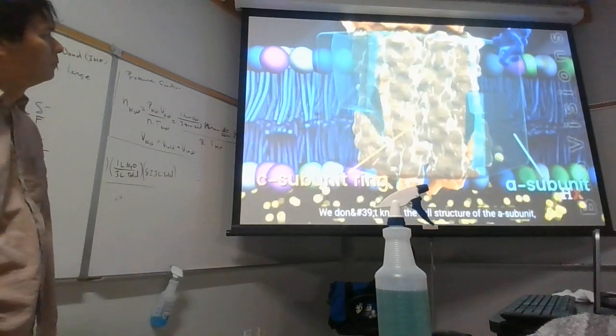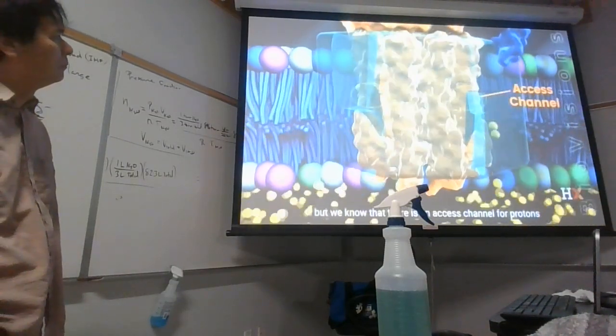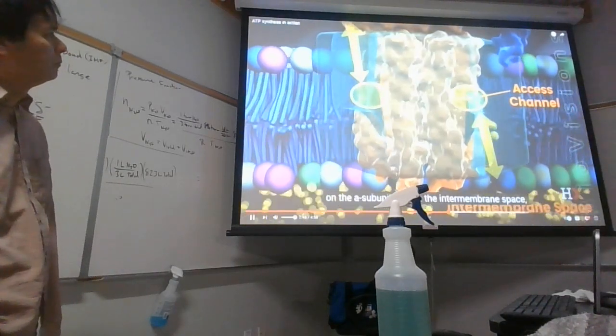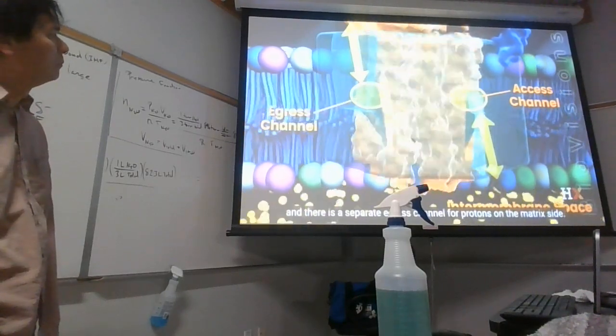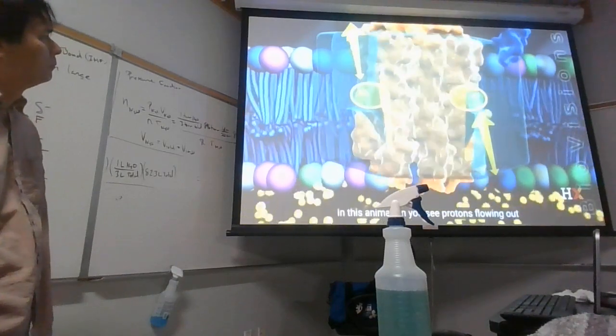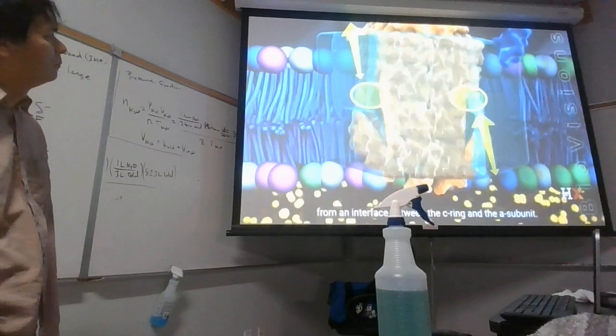We don't know the full structure of the A subunit, but we know that there's an access channel for protons on the A subunit right in the intermembrane space. And there's a separate egress channel for protons on the matrix side. In this animation, you see protons flowing out from an interface between the C ring and the A subunit.